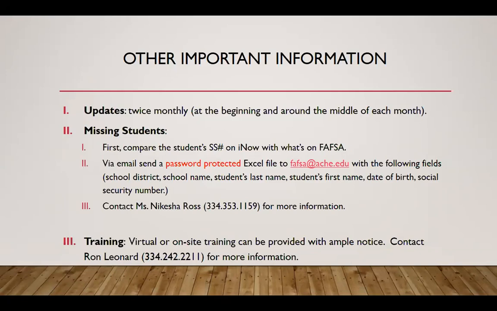So in those situations, what we need for you to do is first compare the student's Social Security number on iNow with what's on FAFSA, otherwise what the federal government is providing or identifying. And then if students aren't listed, you can send via email a password-protected Excel file to our email address, fafsa@ake.edu, with school district, school name, student's last name, first name, date of birth, social security number.